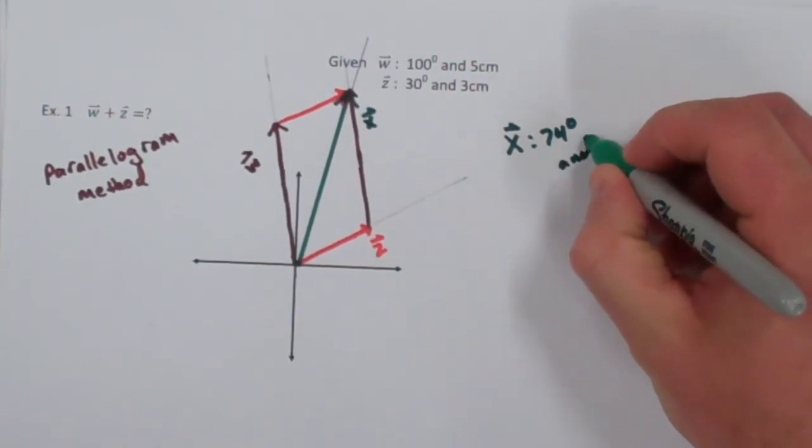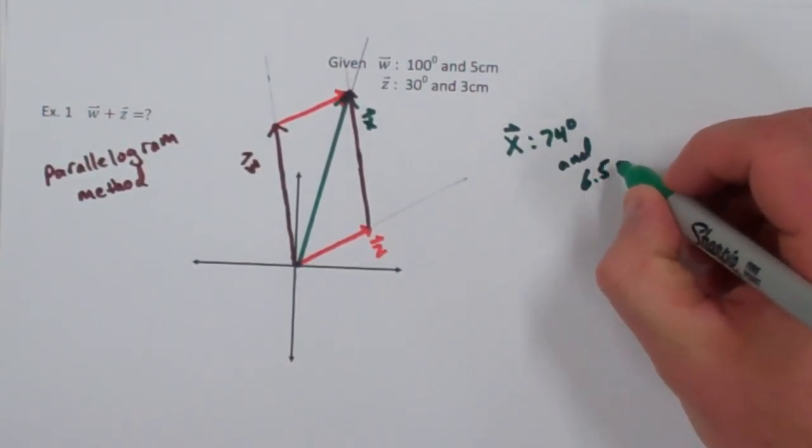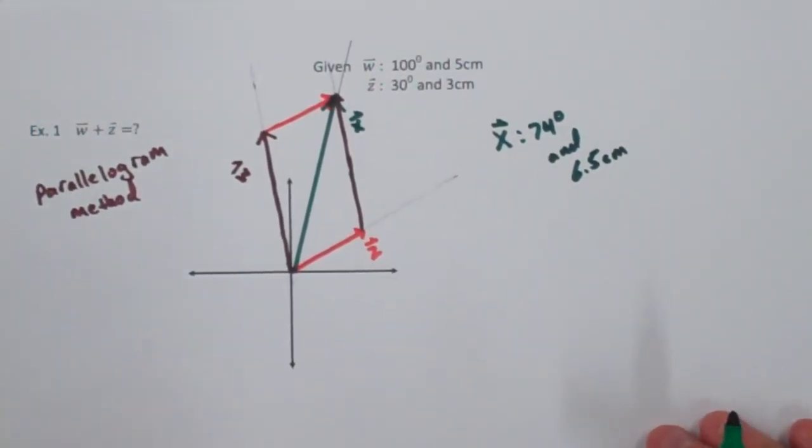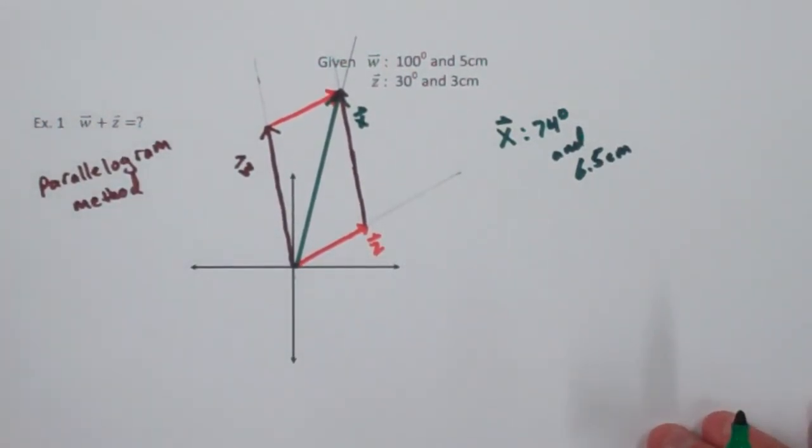So we could say that our resultant vector x here is 74 degrees and 6.5 centimeters.